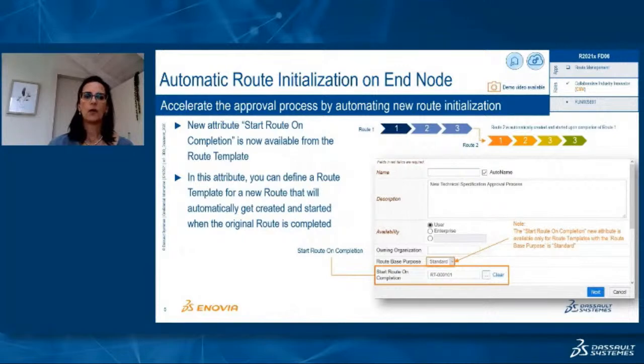A new attribute is now available when creating a new standard route template, called start route on completion. In this attribute, you can define another existing route template, which will be used to generate and start a new route, which will be started automatically when the current route based on this template is completed. So as you can see here, we have route 1, and when this route is completed, route 2 will be started automatically.